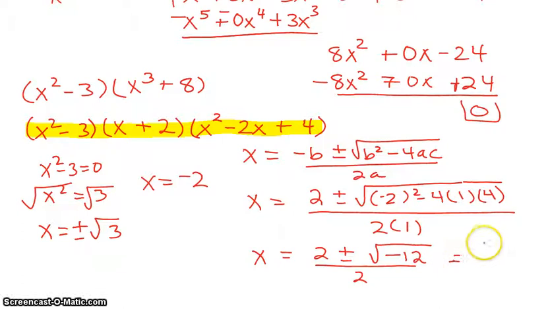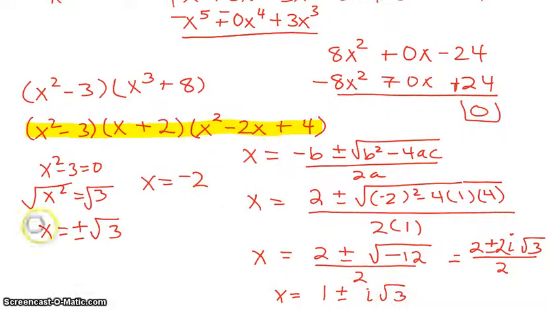And then remember, we're going to leave this as 2 plus or minus, and since it's negative, an i is going to come out in front. And then what can we simplify the square root of 12 to? It'll be 2 square roots of 3 divided by 2. And then all three of these terms have a factor of 2 in them. So we're going to divide by 2, and we end up with 1 plus or minus i square root of 3. So notice that we have 2 imaginary and 3 real answers for this particular polynomial.